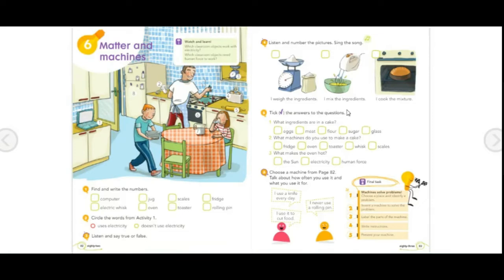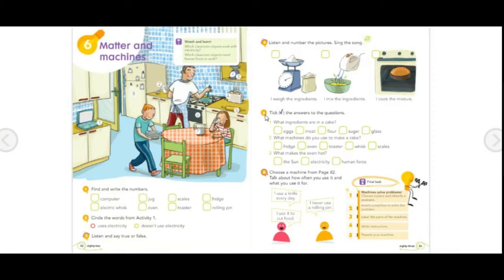Okay, perfect. So, activity number 4, you had to listen and number the pictures from 1 to 3. If you listen carefully, they are talking about the process of cooking a cake. We are going to read. They say, I weigh the ingredients. I mix the ingredients. I cook the mixture. So if you need to listen to it again, go back in the video and then you can listen carefully.